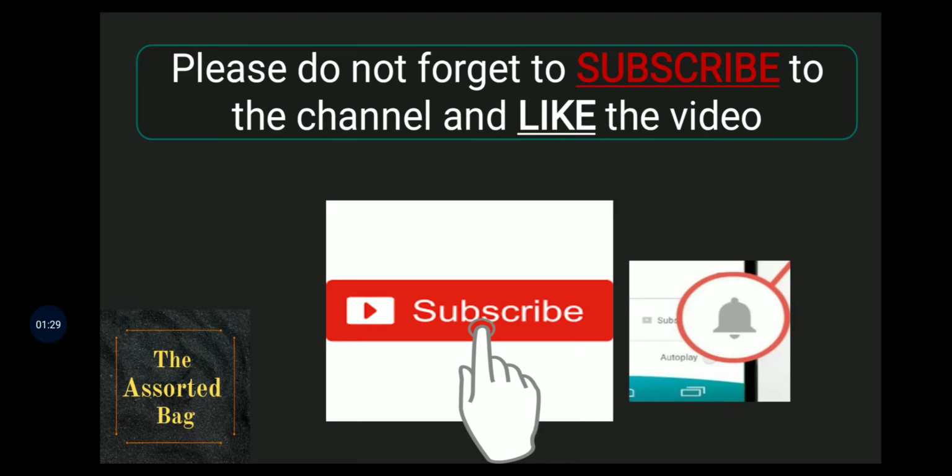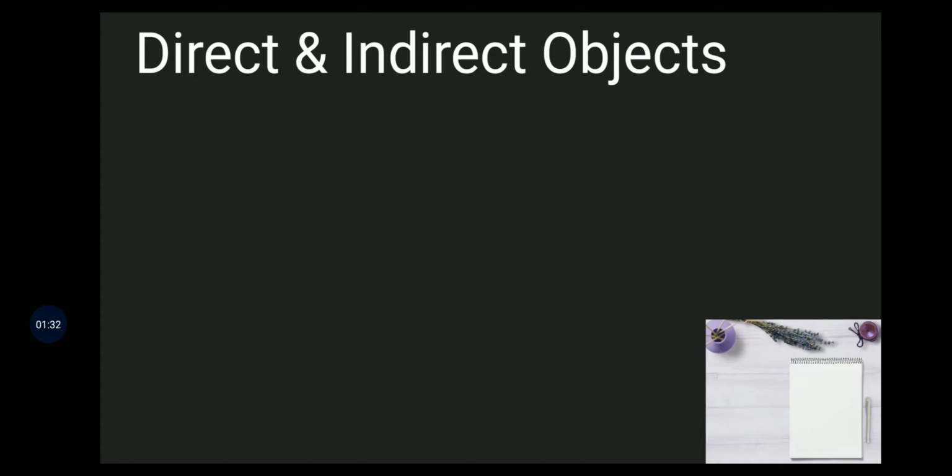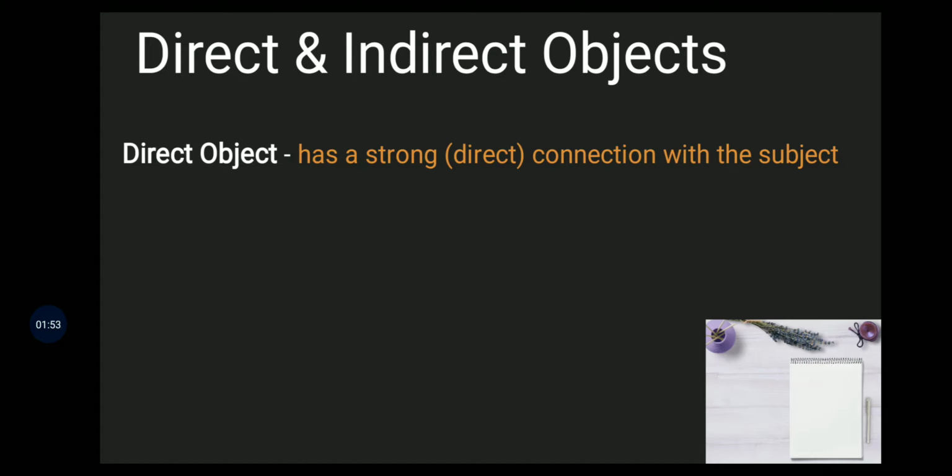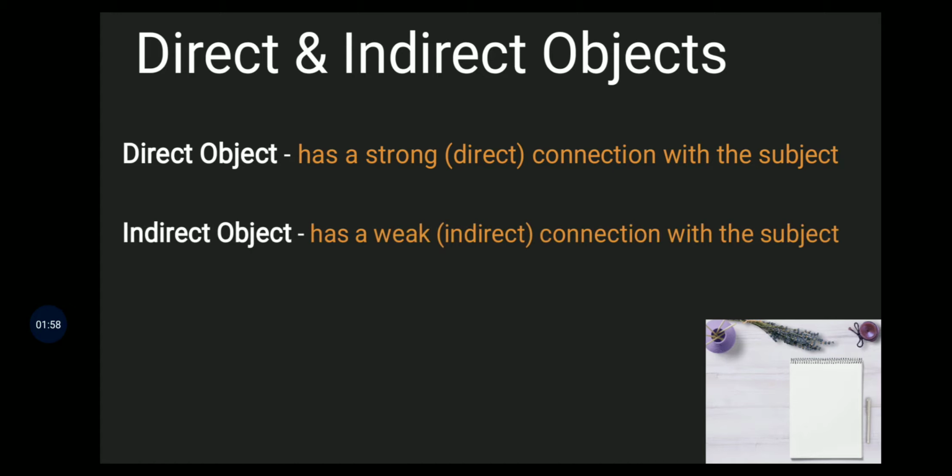Now moving on with our video here. So as discussed in part 1, we identified that every sentence or most of the sentences have something called as objects. Now there can be two parts to it. There can be something called as direct object and there can be something called as indirect object. Now in general, direct objects are the ones that have a stronger or a direct connection with the subject. And on the other hand, your indirect object is something that has a weaker connection or an indirect connection with the subject.